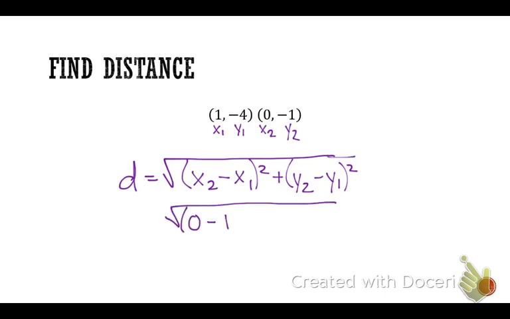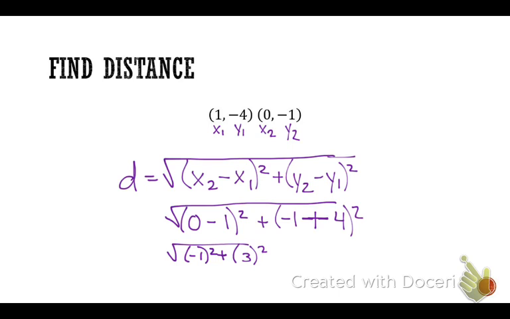Okay, so help me plug in the numbers. Which one is x2? 0. Which one is x1? 1 squared plus, what's y2? -1 minus -4 squared. I want you to simplify it even more. Do not put this into your calculator. What is 0 minus 1? -1. What's -1 minus -4? 3. Now you can do this mental math.